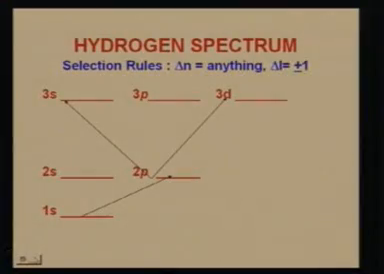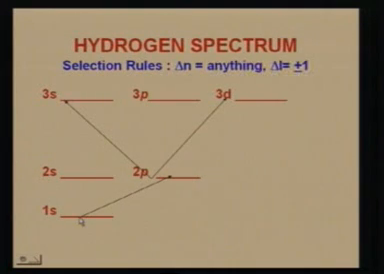I would also like you to explain a little more of this diagram, as you have written selection rules on top of that slide. Yes. So how do the selection rules come into play, and how do they govern the transitions?